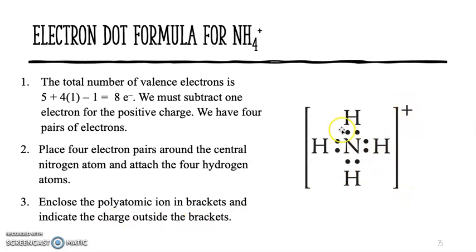So by convention, you have to put a bracket when you write a Lewis structure of an ion, and the charge you put outside of the bracket. So that ends this chapter, that's how you write Lewis dot structures of molecules.